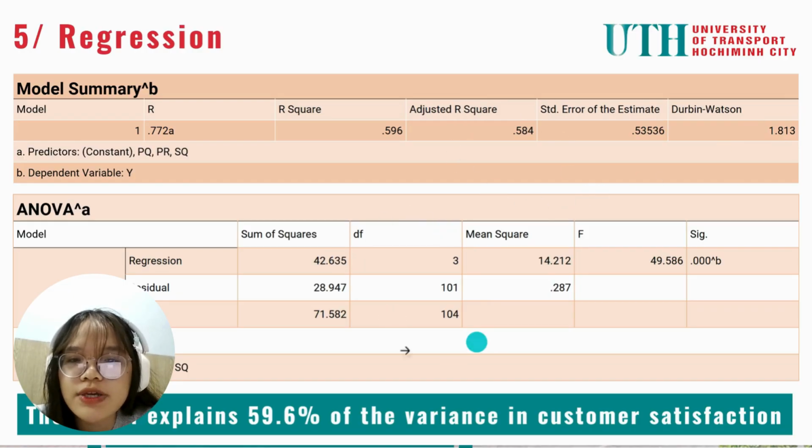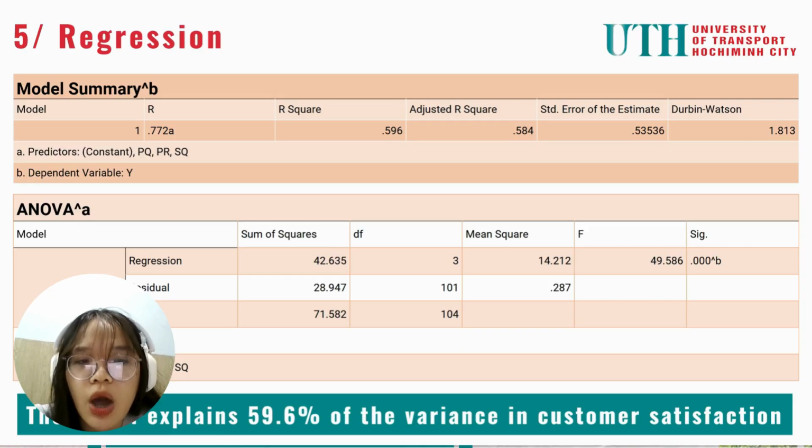Finally, the ANOVA result produced an F value of 49.586 with a significance level below 0.001. Therefore, the overall regression model was significant.